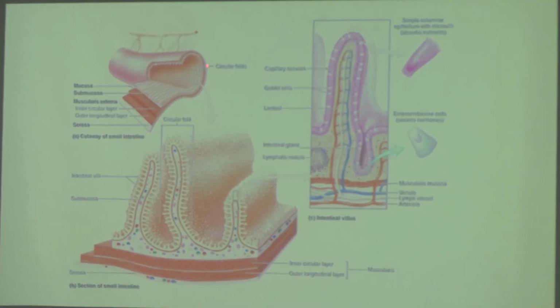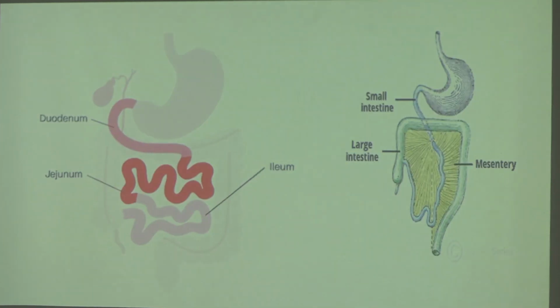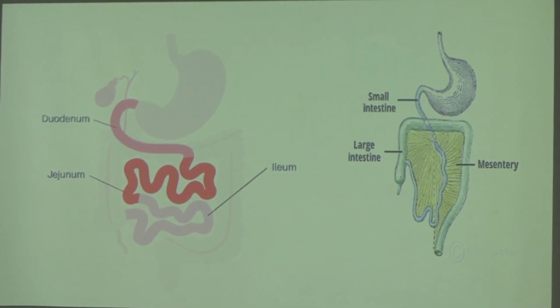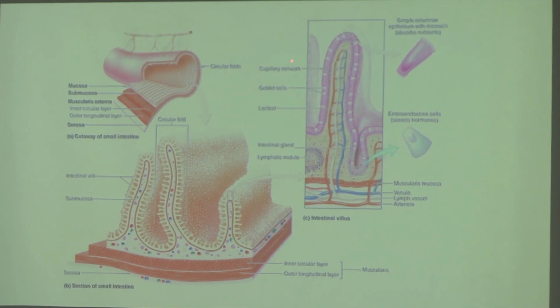See, round circular bands, ring-like bands, will be throughout the length of the intestine, you will find this. Histologically, it will look like this. So why has this modification been done? To increase the surface area.